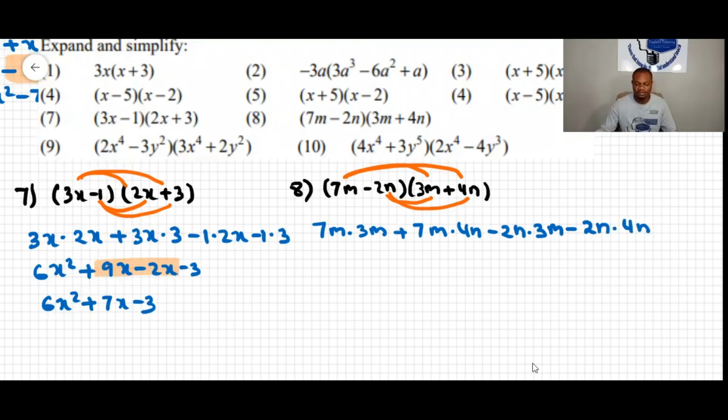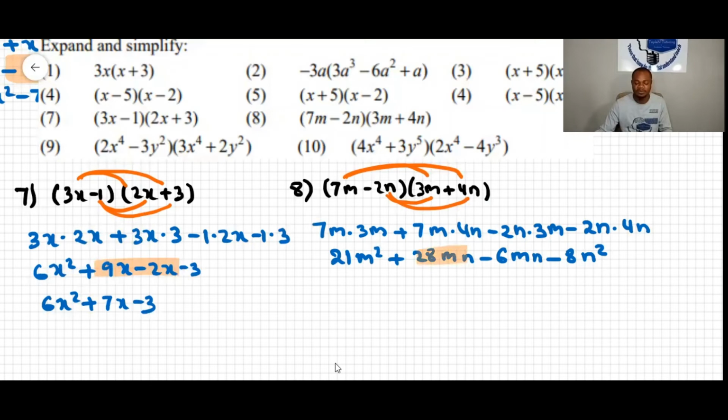And then we can now simplify this. We expand. Now we need to simplify because the question says expand and simplify. Okay, simplify. That makes 21m squared plus 28mn minus 6mn minus 8n squared. Okay, now let's look at like terms.